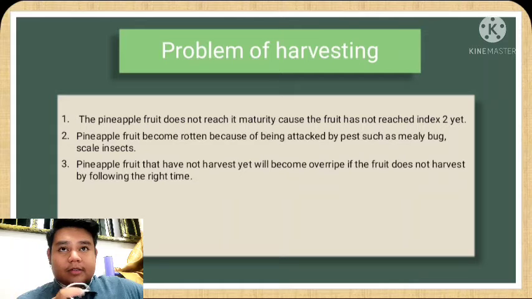So the next is I want to explain the problems of harvesting. The first one is the pineapple fruit does not reach its maturity because the fruit has not reached index 2 yet. The next one is pineapple fruit becomes rotten because of being attacked by pests such as mealybug or scale insect. Next is pineapple fruit that has not been harvested yet will become overripe if the fruit is not harvested at the right time.